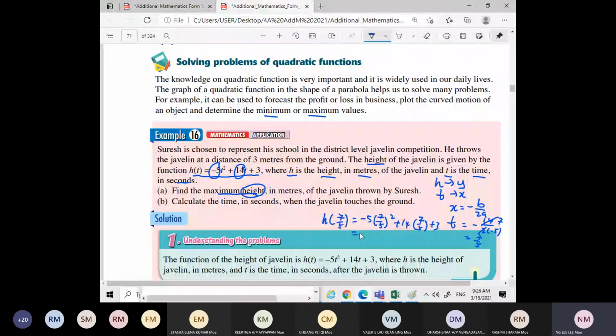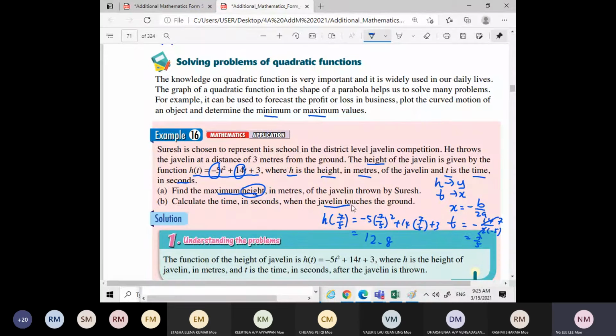Okay, I just see the answer. The answer is 12.8. Okay, the answer is 12.8. Okay. Now we go to B. Calculate the time in seconds when the javelin touches the ground.